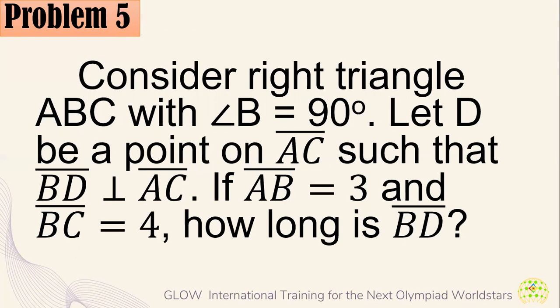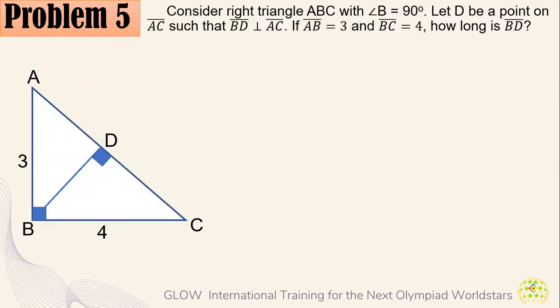So, I will now divulge the solution to this problem. Let's see if you got it right. So this is how the figure looks like. So B is your right angle. So AB is 3, BC is 4. And D here is the foot of the altitude BD. And such, of course, BD is perpendicular to AC, meaning they form a 90-degree angle. So how long is BD?